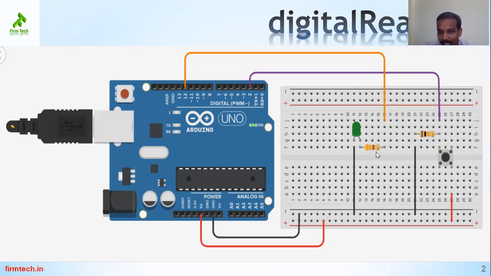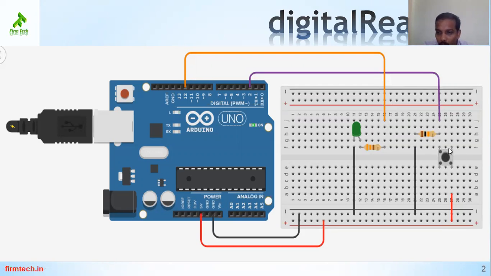Yesterday I said that this is the current limiting resistor. It limits the current which is carried to the LED. But this resistor is for another purpose. So just note that this resistor is known as a pull down resistor. No need to know the technology behind that. You just remember the word, pull down resistor. It's enough.